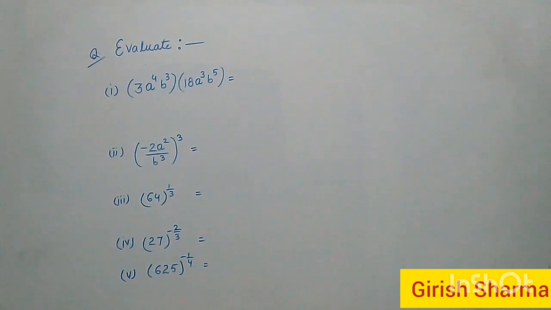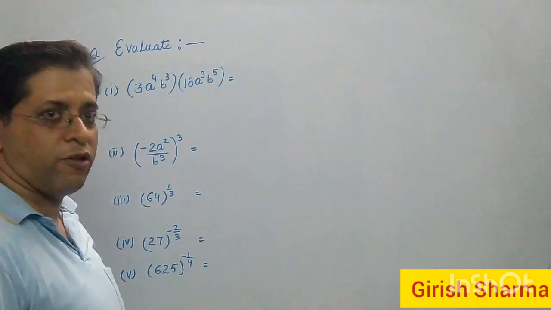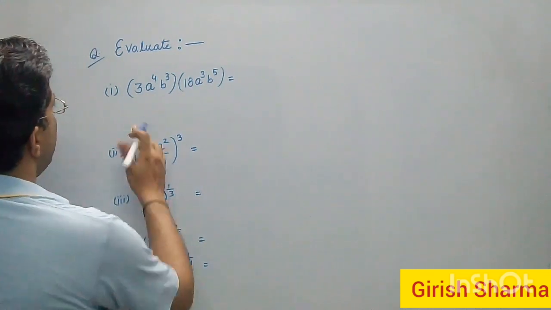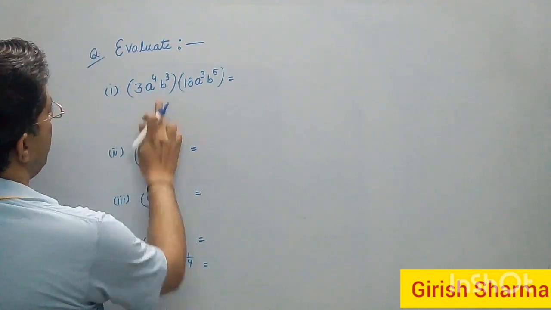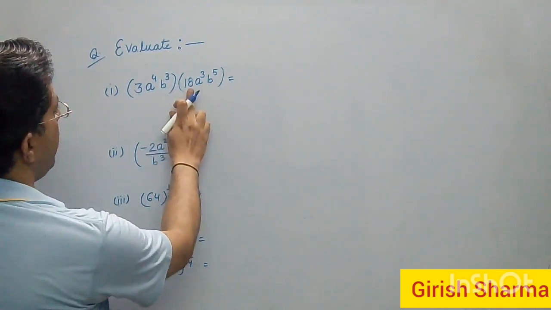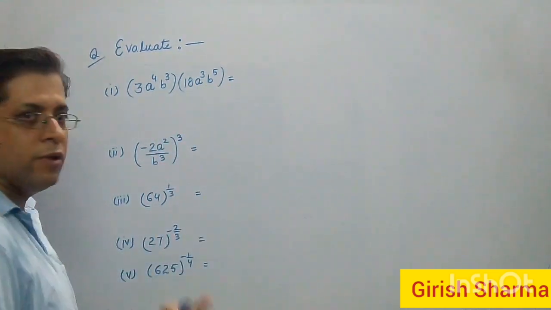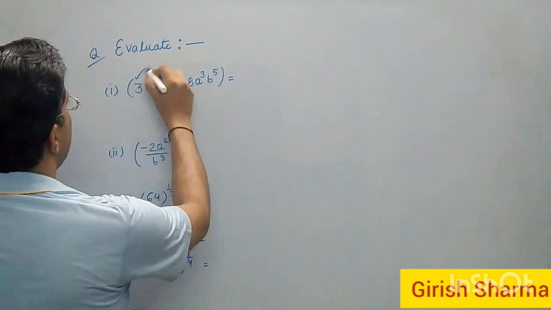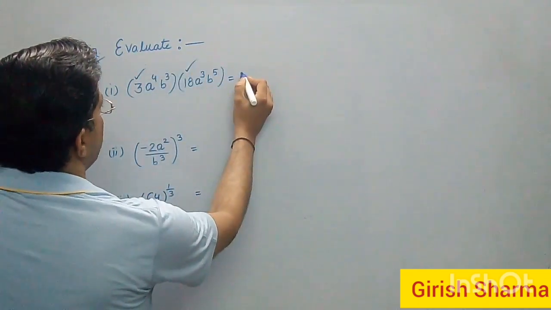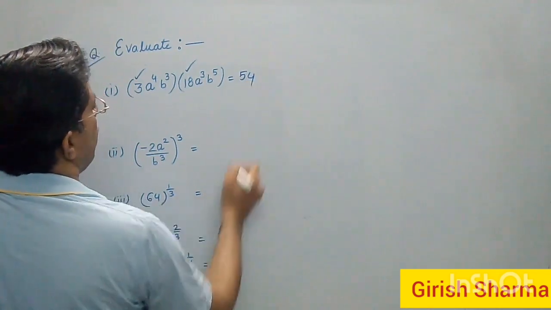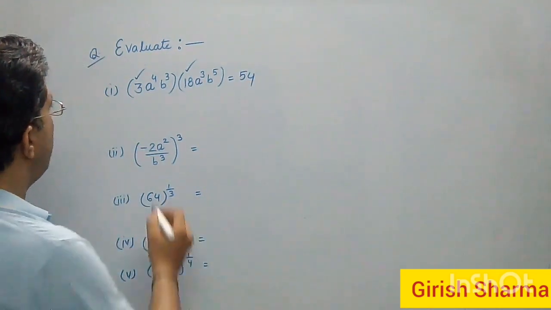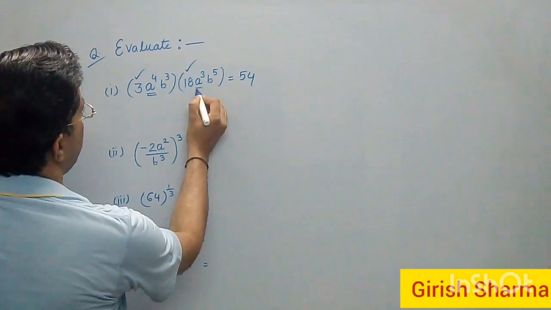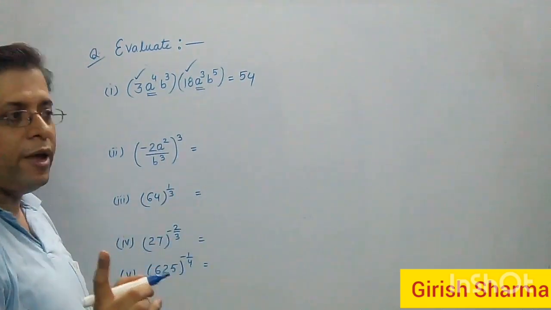Hello students, today we have to evaluate the expressions with the help of laws of exponents. See here, this is 3a^4b^3 into 18a^3b^5. It's very easy, you have done this in lower classes also. See here, 3 into 18 is 54. Now, the base is the same, so the powers will be added.